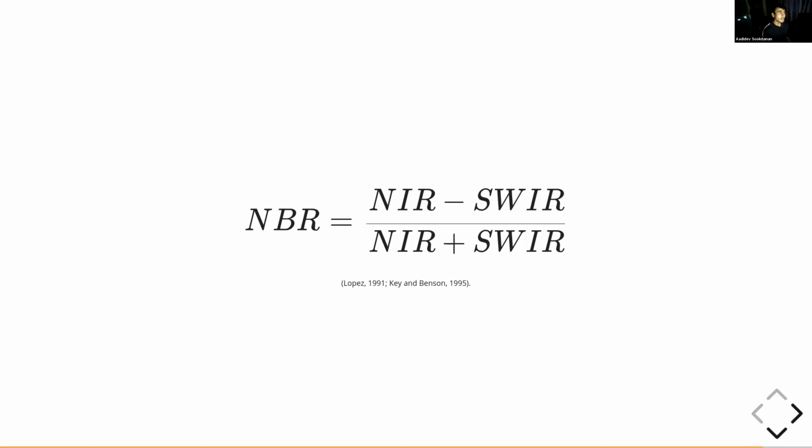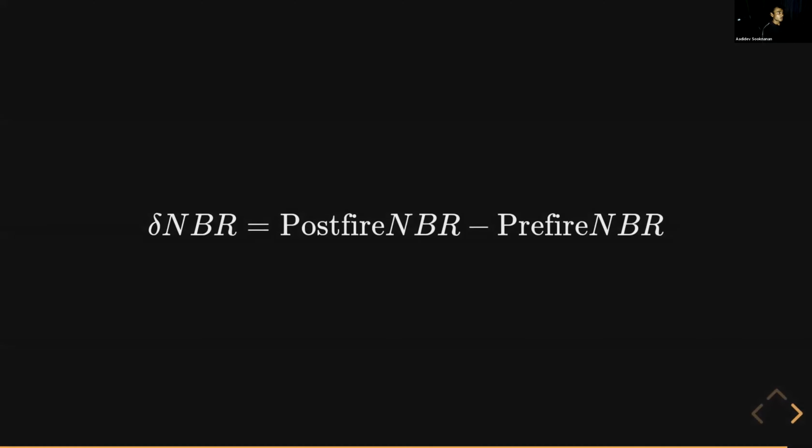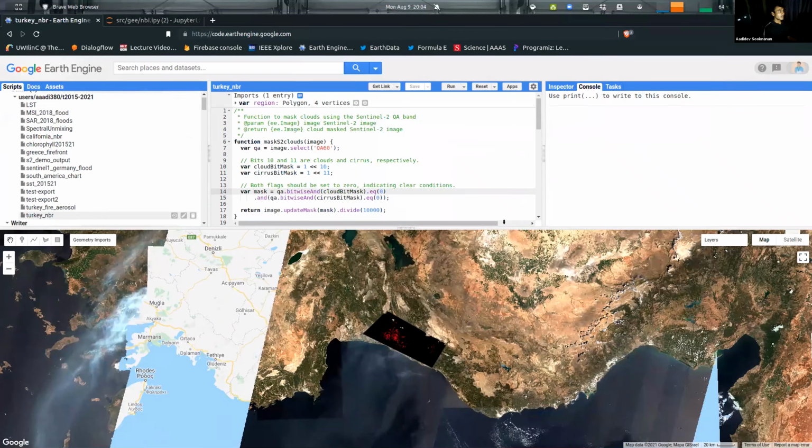So to take this one step further, we can take the normalized burn ratio before the fire and then after the wildfire, and map how much area has been burned. And you can do this over time to see the creep of fire, of burnt area, over time. So this is the Earth Engine editor.